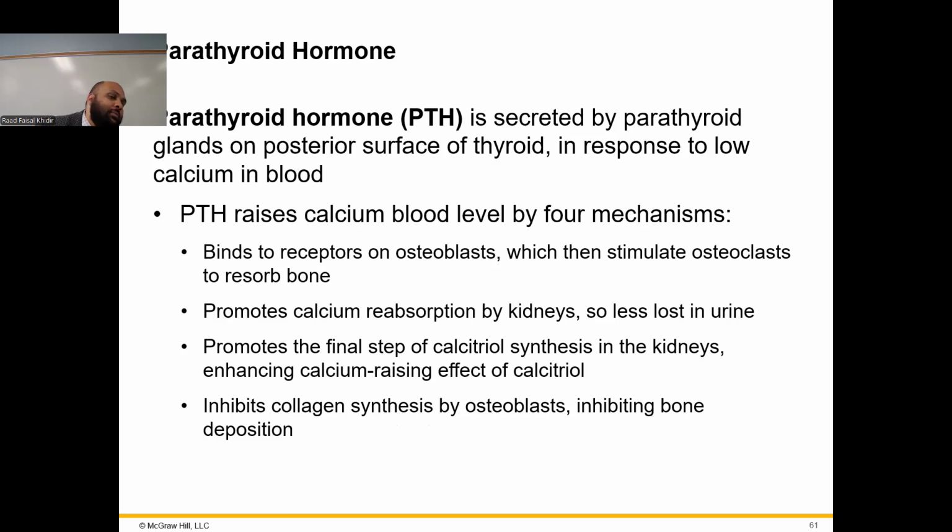Yeah. So it's taking it from the bone into the blood? Yes. From the bone into the blood, because we have a deficiency. We have too little. So we need to stop collagen because we don't want to build bone. We want to destroy bone. And then we promote the resorption. So we activate the osteoclast.